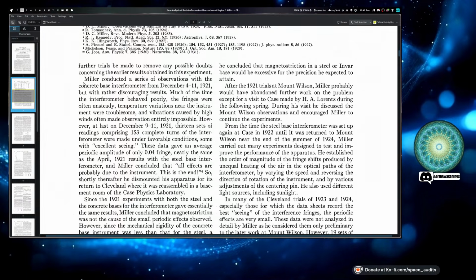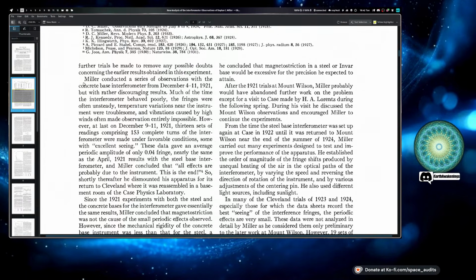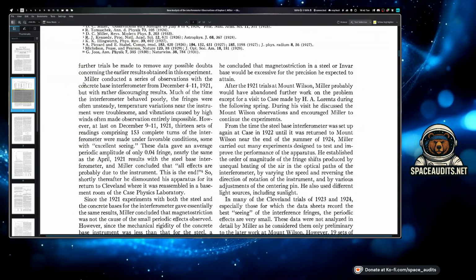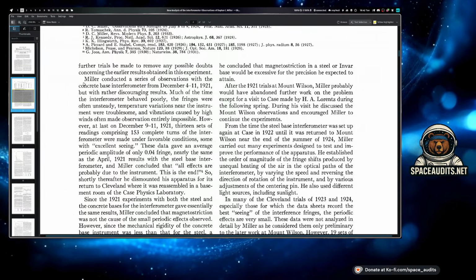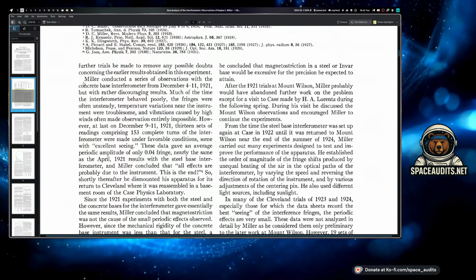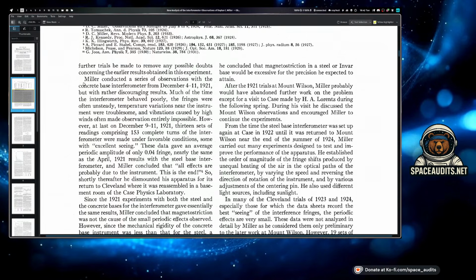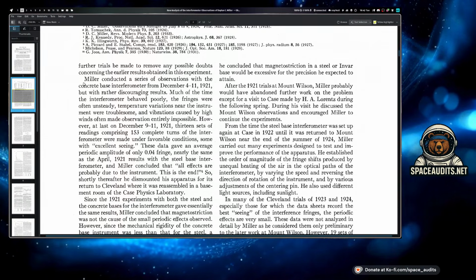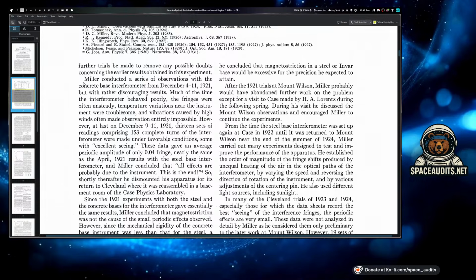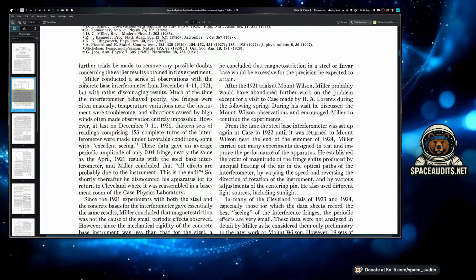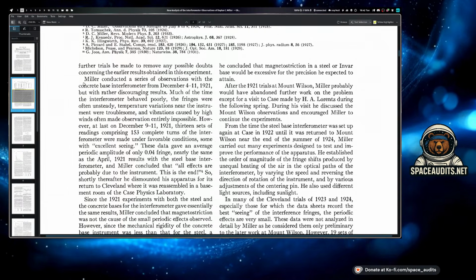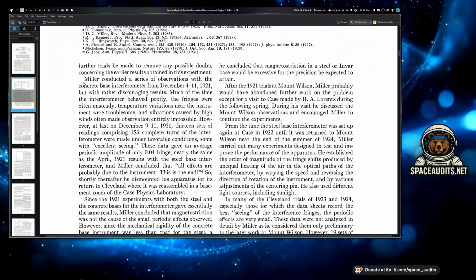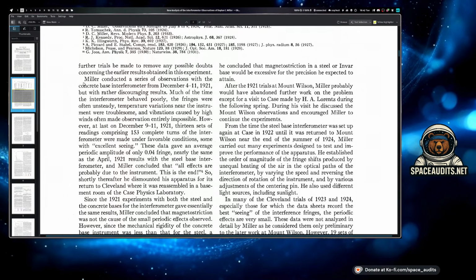However, on December 9 through 11, 1921, 13 sets of readings comprising 153 complete turns of the interferometer were made under favorable conditions, some of them with excellent seeing. These data gave an average periodic amplitude of only 0.04 fringe, nearly the same as the April 1921 results with the steel base interferometer, and Miller concluded that the effects are probably due to the instrument.